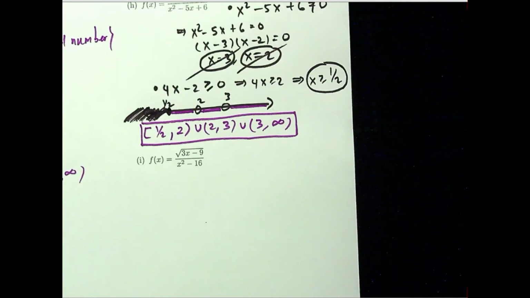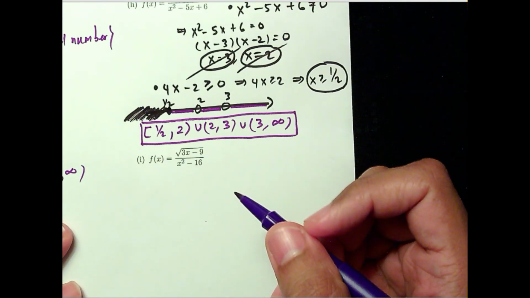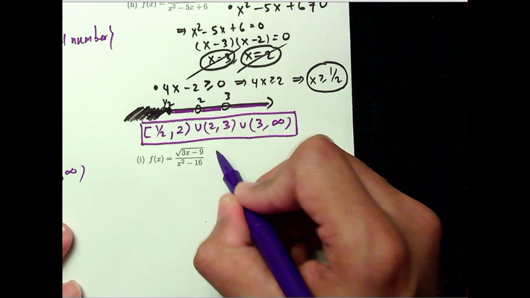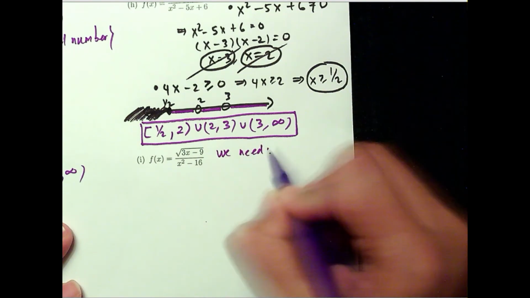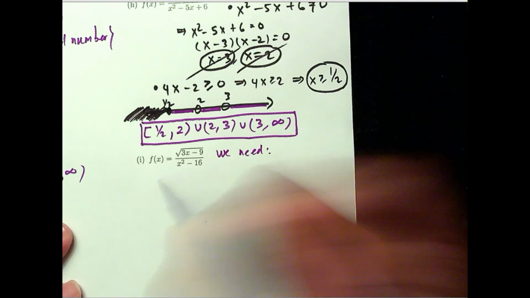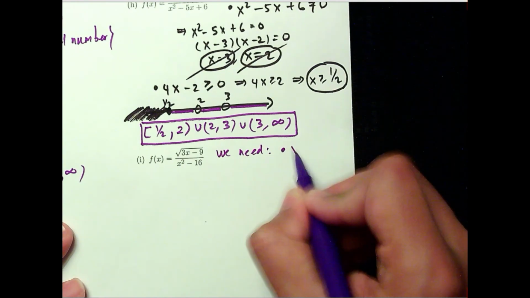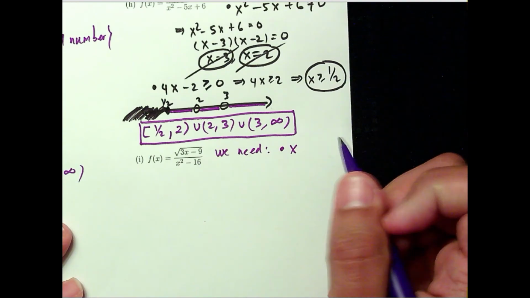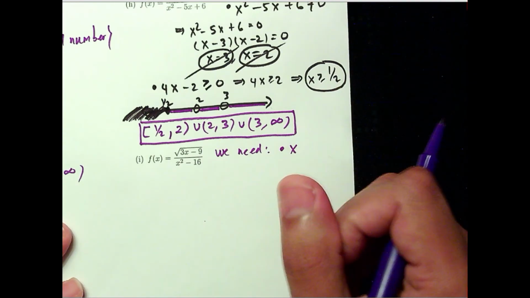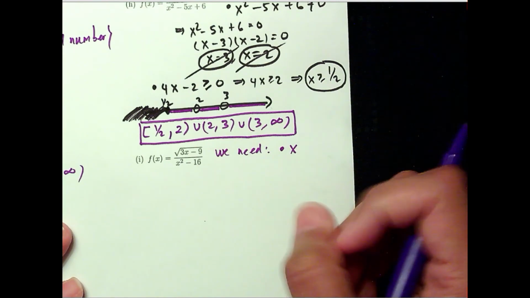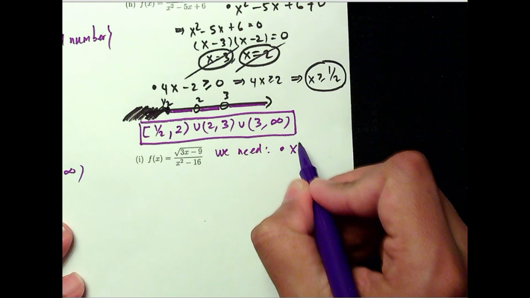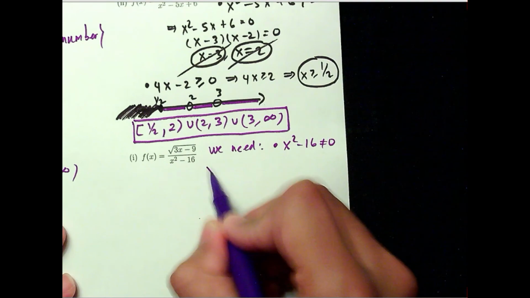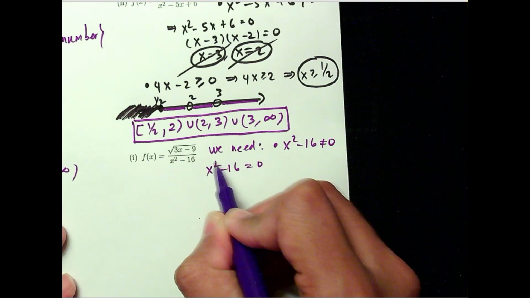For this one, again, go over both bullet points. So we need, in the first bullet point, if there's fractions, the denominators cannot be equal to 0. So that means x squared minus 16 cannot be equal to 0. And then to figure that out, you do the opposite. X squared minus 16, you set it equal to 0.